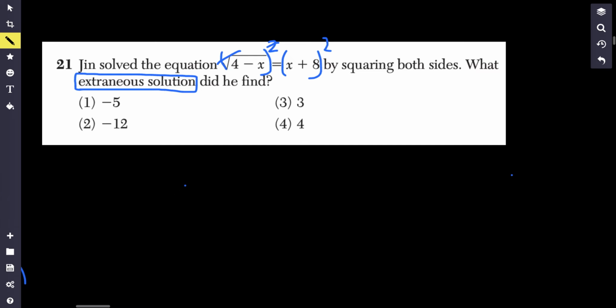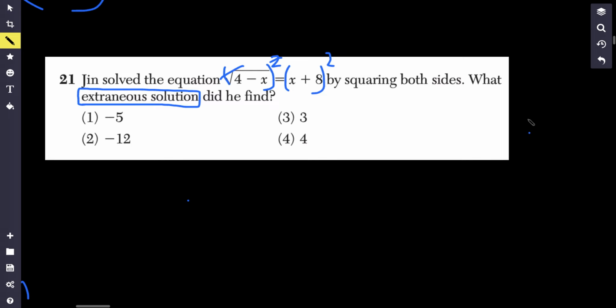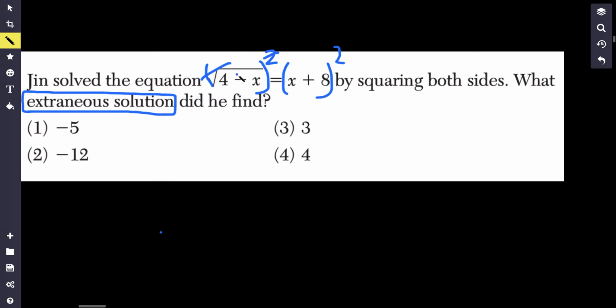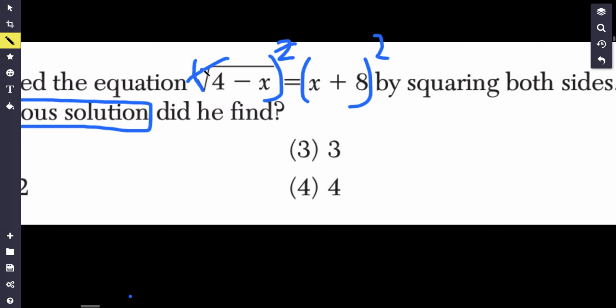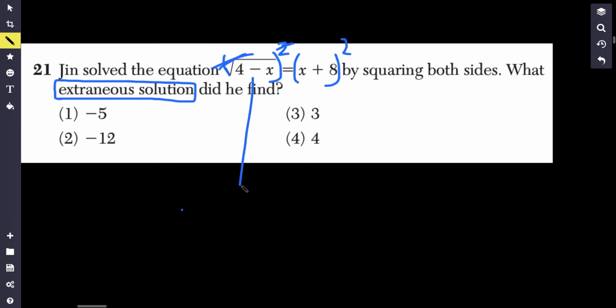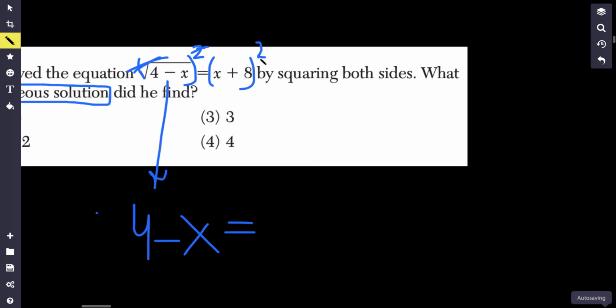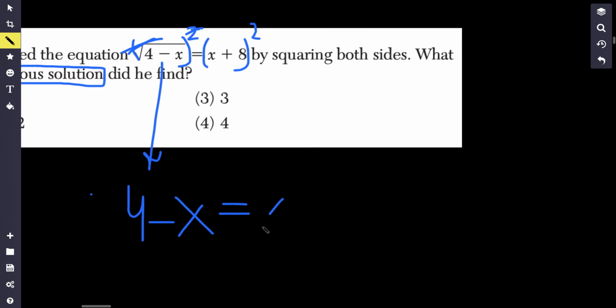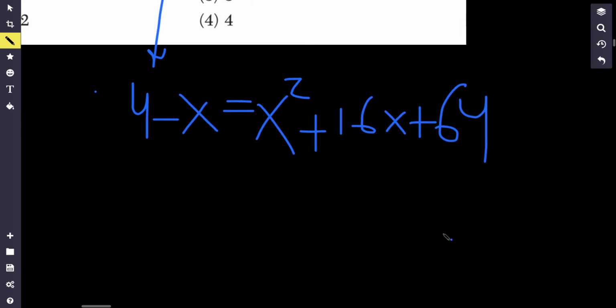Sometimes, the answers can be fake, and those fake answers are called extraneous solutions. Okay, so let's get to it. If I square the square root of 4 minus x, the square root and the square are just going to cancel out. So I'm just going to get 4 minus x. And then now I have x plus 8, quantity squared. So I'm just going to have to distribute all of that out. So I get x squared plus 16x plus 64.